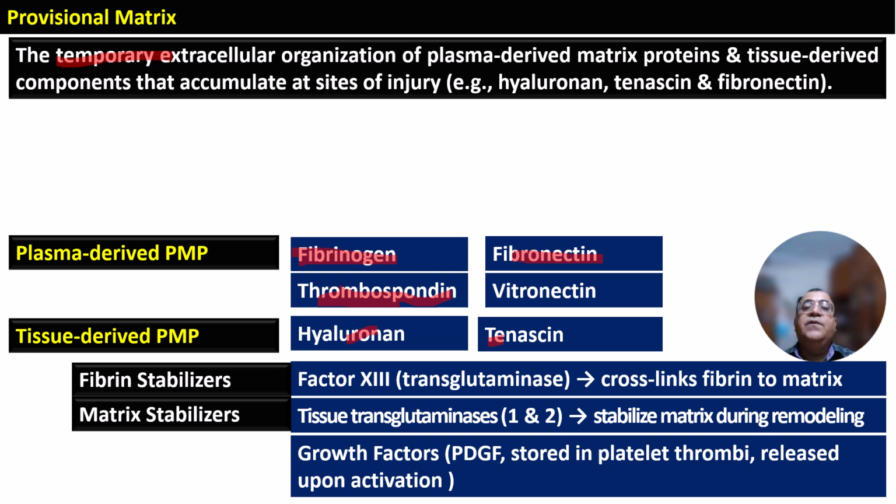Hence, the provisional matrix is internally stabilized and bound to the adjacent matrix by tissue transglutaminase 1 and 2 that are active during tissue remodeling. In addition to this, there is the presence of growth factors, and one of the important ones is the platelet-derived growth factor, that is stored in platelet thrombi and released upon activation from there.